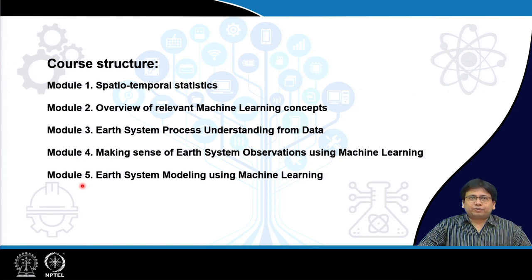And in the fifth module we will consider earth system modeling, which is something many scientists in various domains like hydrology and climate science have been using in their own ways. We will see how those process based models can be improved using machine learning. So, we will start off with the first module on spatio-temporal statistics.